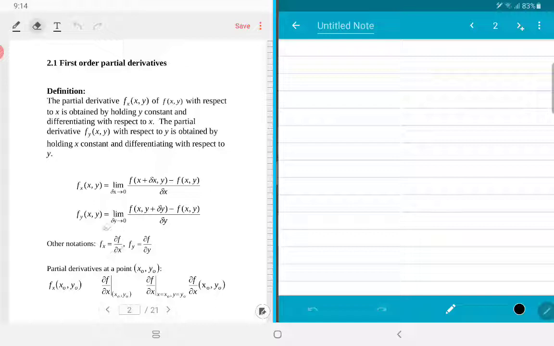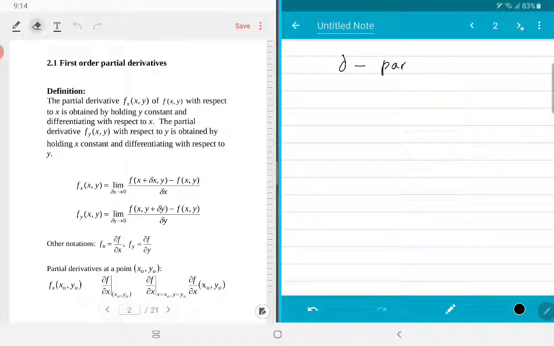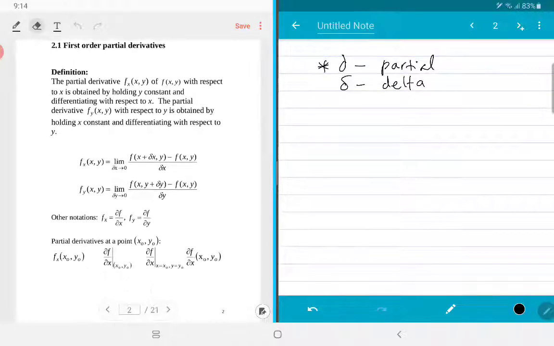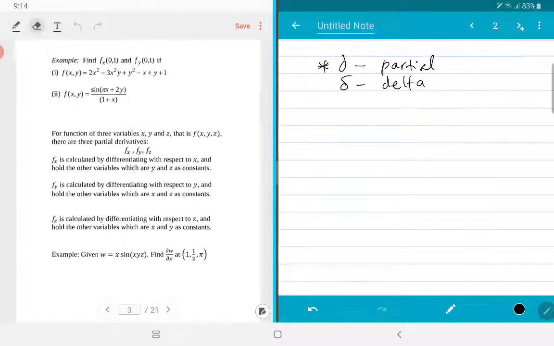The other notation that we use for partial derivative is this partial symbol. So mind you, this is partial and this is delta. So for partial derivative, we use this notation. So you can use subscript notation or partial notation. And if you want to find partial derivative at a particular point, let's say x naught, y naught, then we use this notation. All right, now let's look at examples.